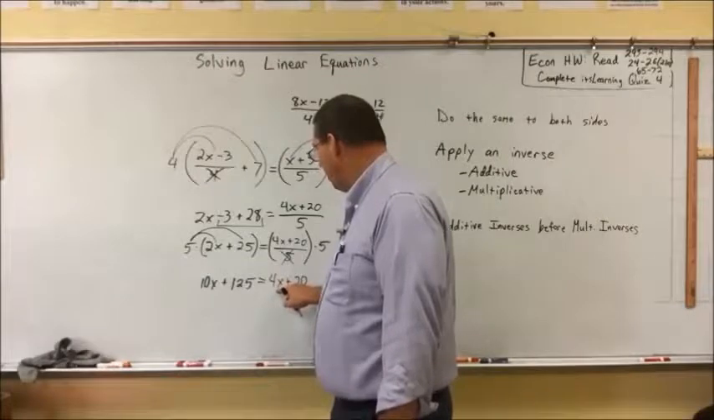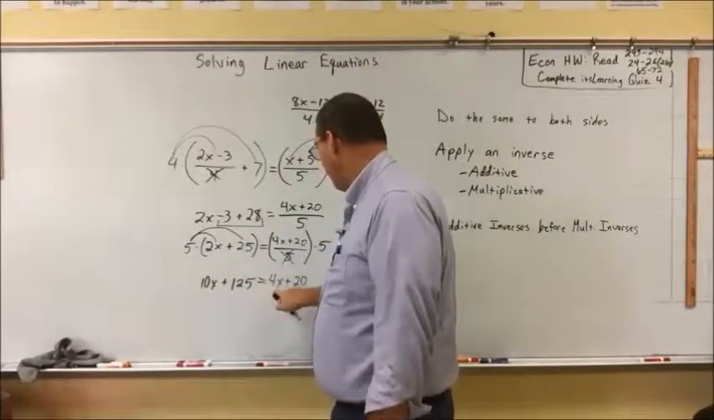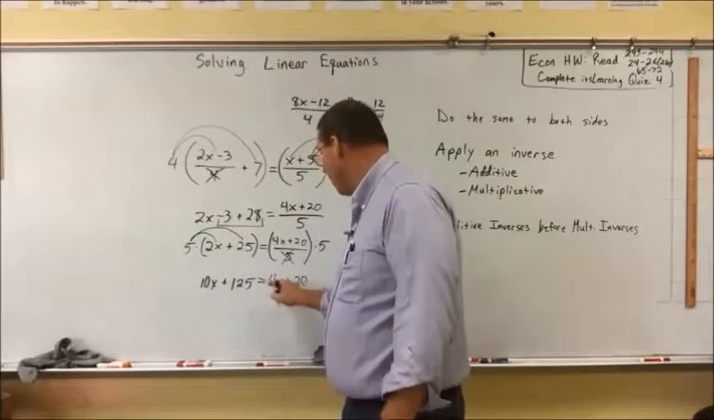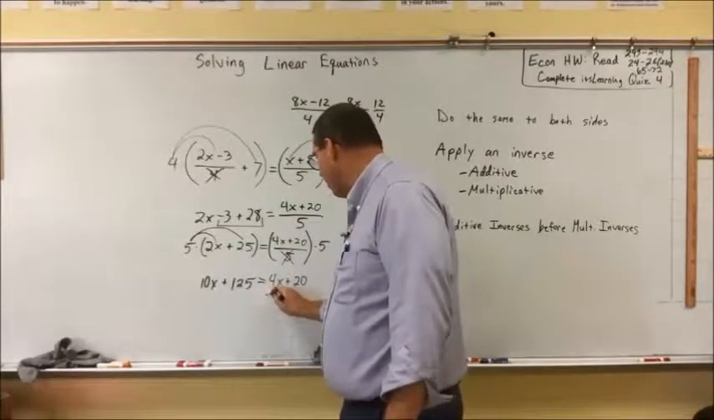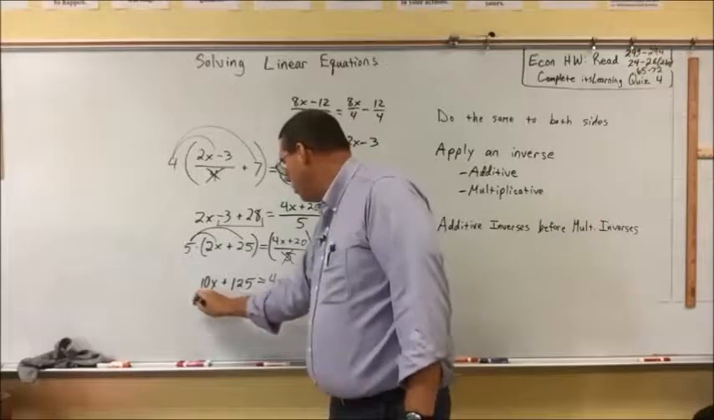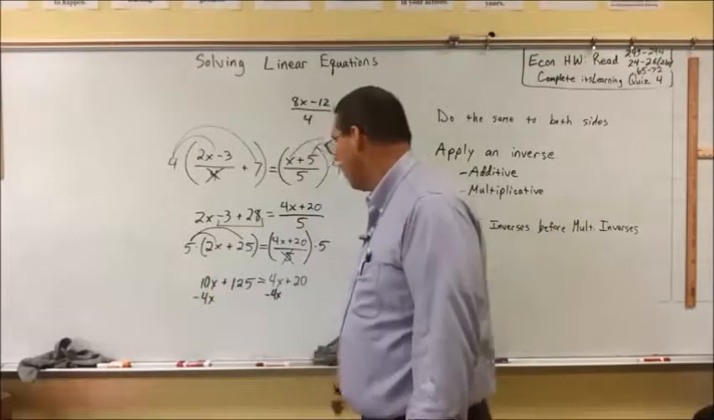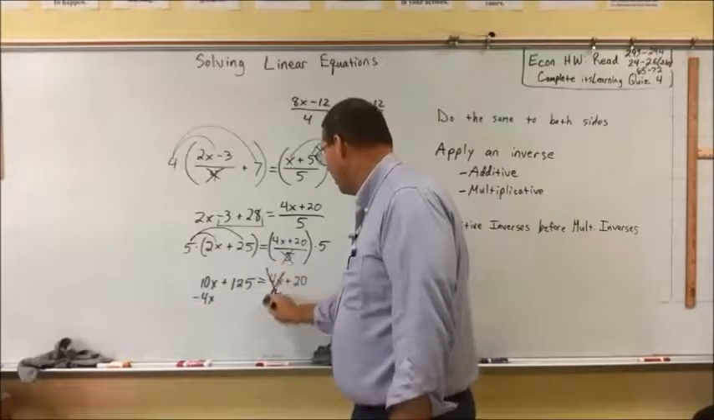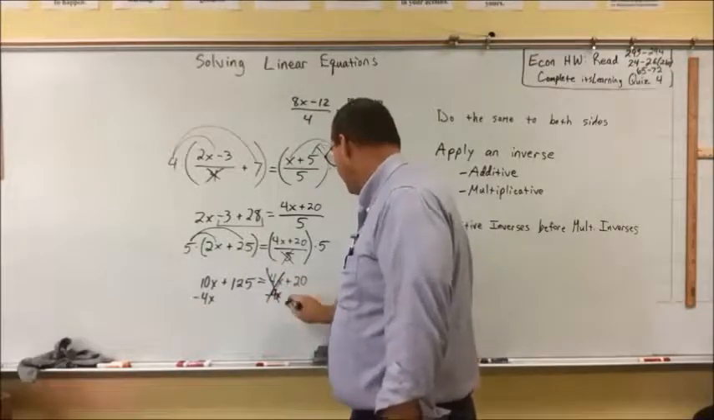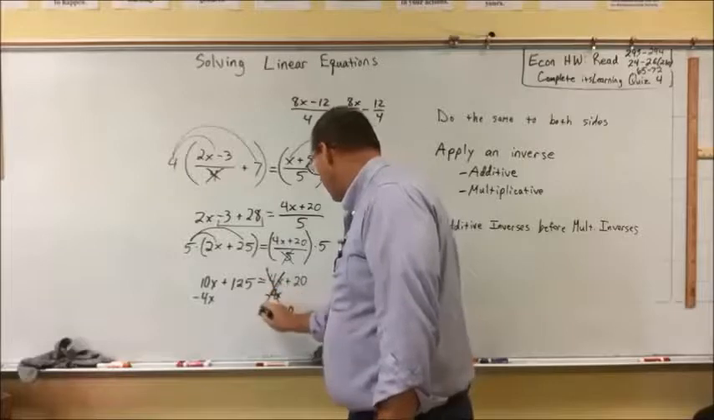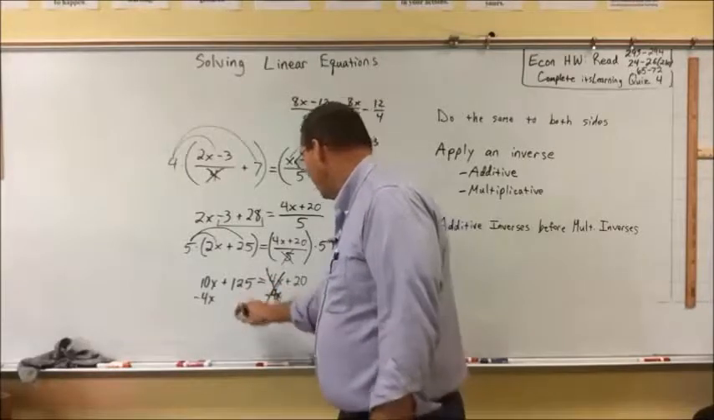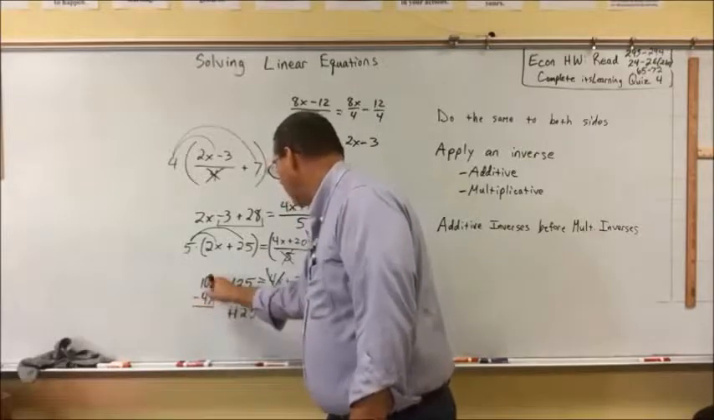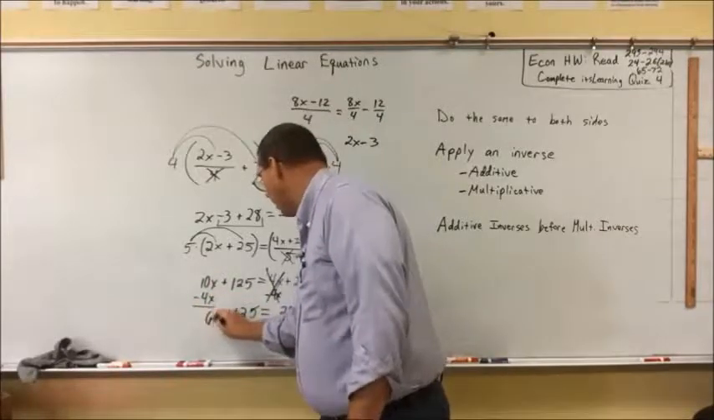Now, this looks just like something we did about 20 or 25 minutes ago. We want to get rid of one of the x's here. Okay, the 4 is smaller than the 10, so I'm going to apply an additive inverse. The additive inverse of positive 4x is negative 4x. And whatever I do to one side, I have to do the exact same thing to the other side. So minus 4x here and minus 4x here. On this side, it's going to cancel the 4x, carry down the 20, carry down the equal sign, carry down the plus 125. And here, 10x minus 4x, that's 6x.